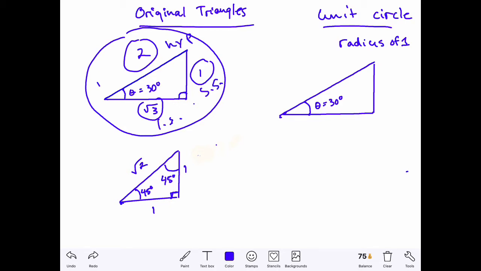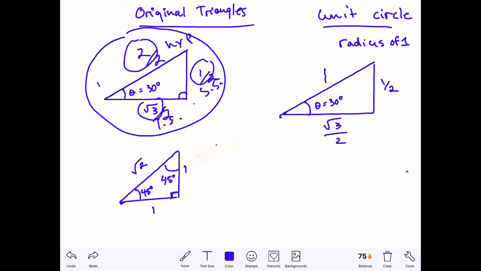When we transition to the unit circle, our hypotenuse is essentially the radius, and the radius is 1. So essentially what I did was I divided all of those by 2, divided them in half. If I divide the hypotenuse in half to make it 1, then the sides became 1/2 and root 3 over 2.